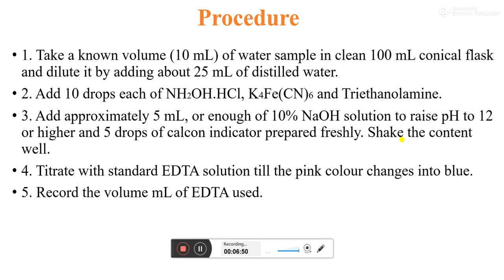Shake the content well. Titrate with standard EDTA solution till the pink color changes into blue color. While we are adding all the reagent, the color of that particular solution is pink. So when we titrate against EDTA, the color changes from pink to blue. Then the second step is to record the volume in ml of EDTA used. For that purpose, you have to record the volume of EDTA that we require.